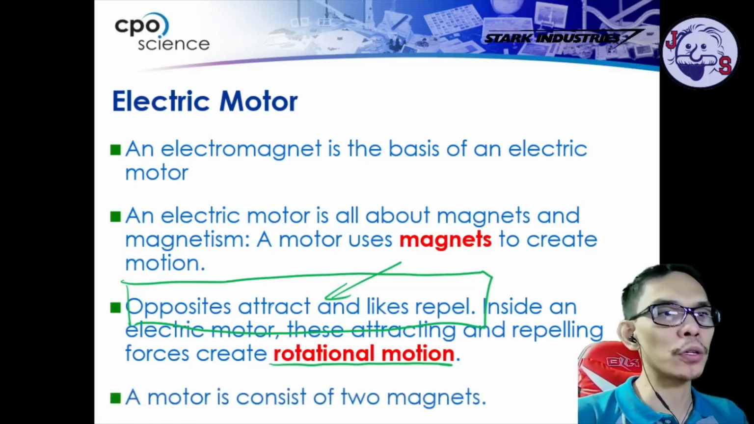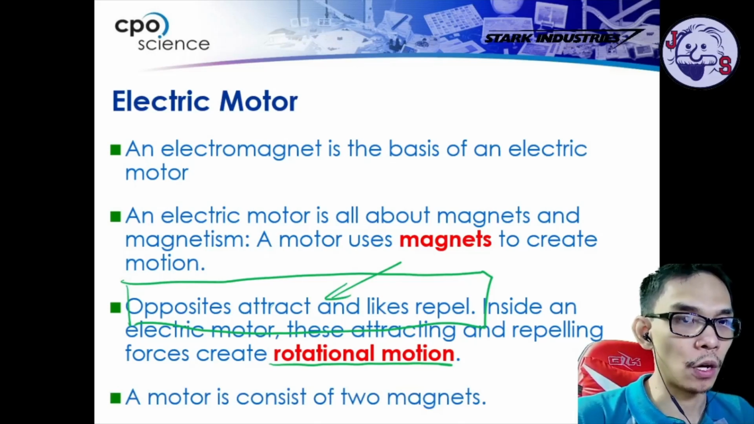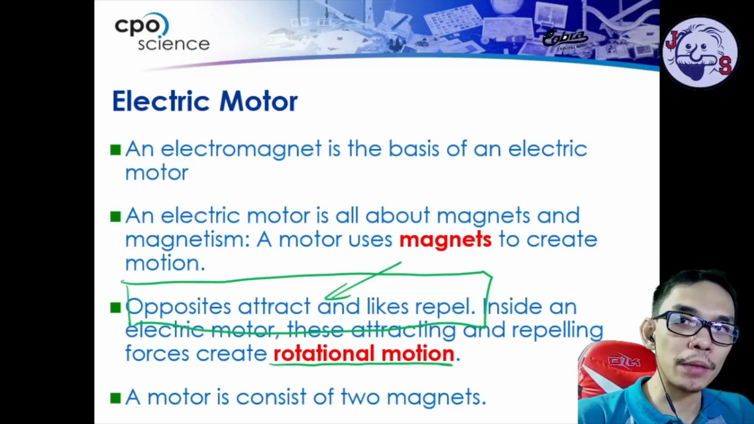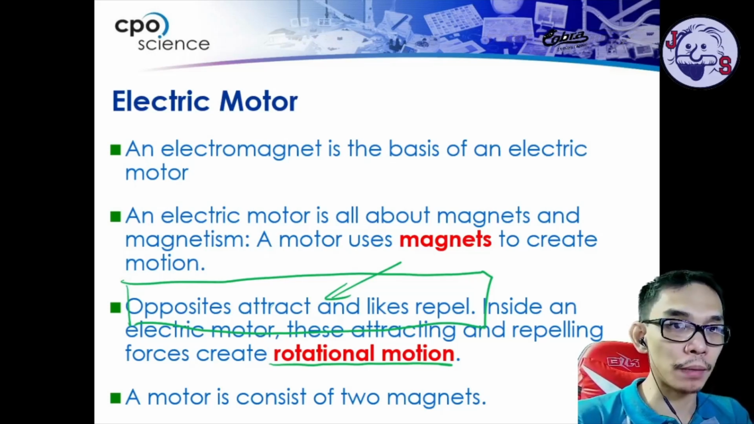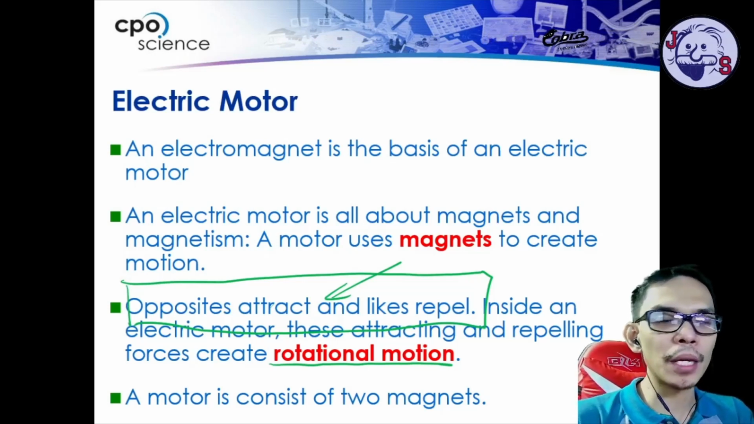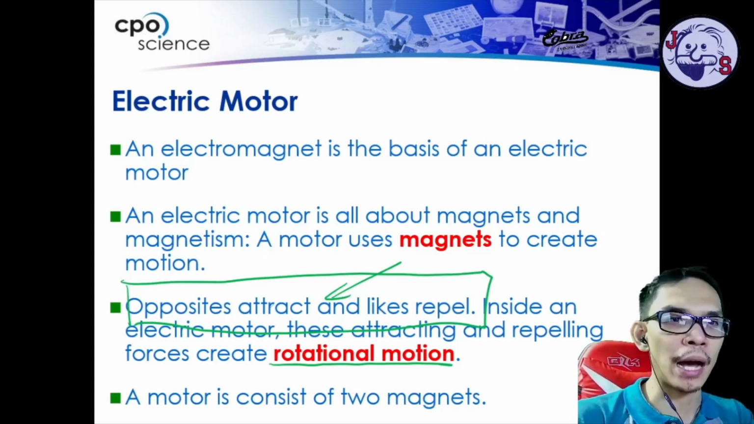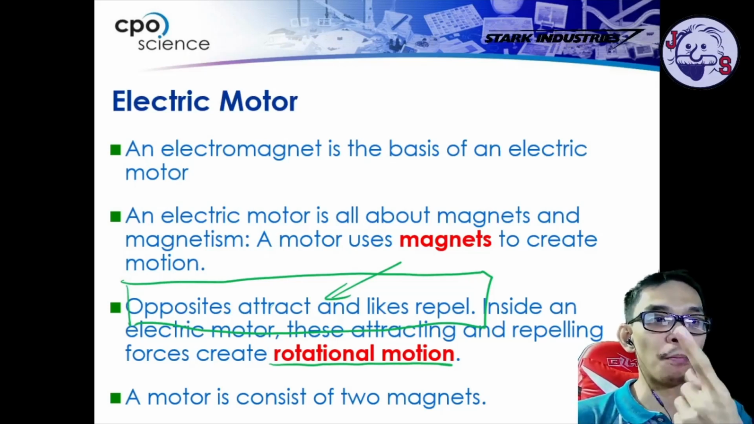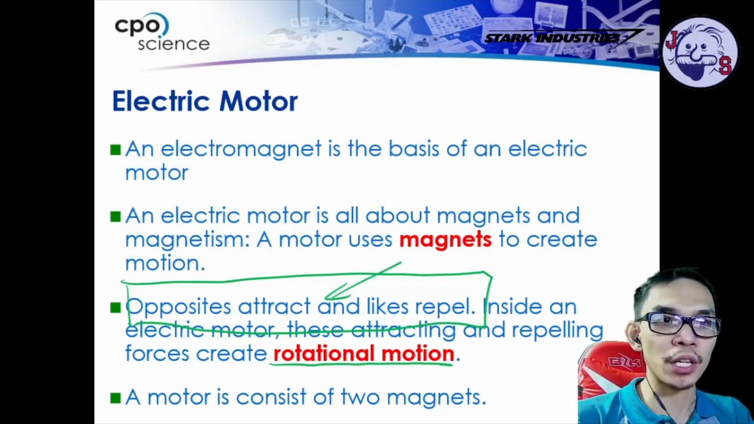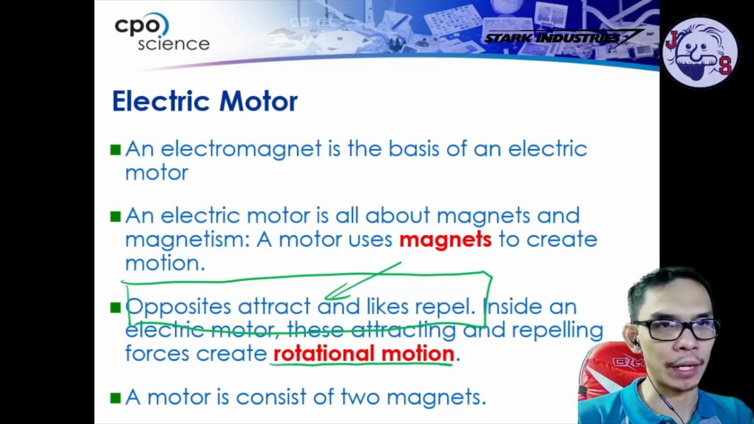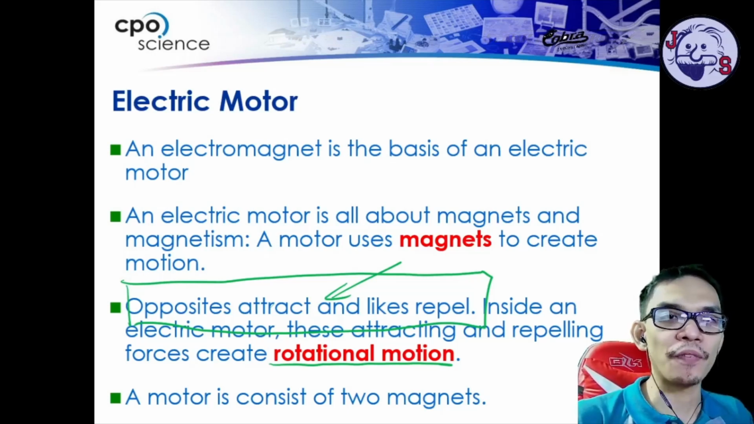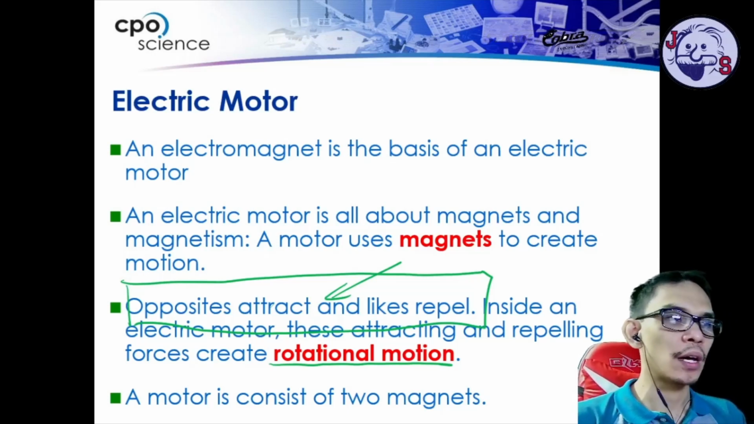Then lastly, the motor always consists of two magnets. There are some motors that are made up of several magnets, but the minimum amount a motor should have must be two. There is no such thing as a motor that runs on one magnet only. So with that, this is the third part of the video lesson about the electric motor.